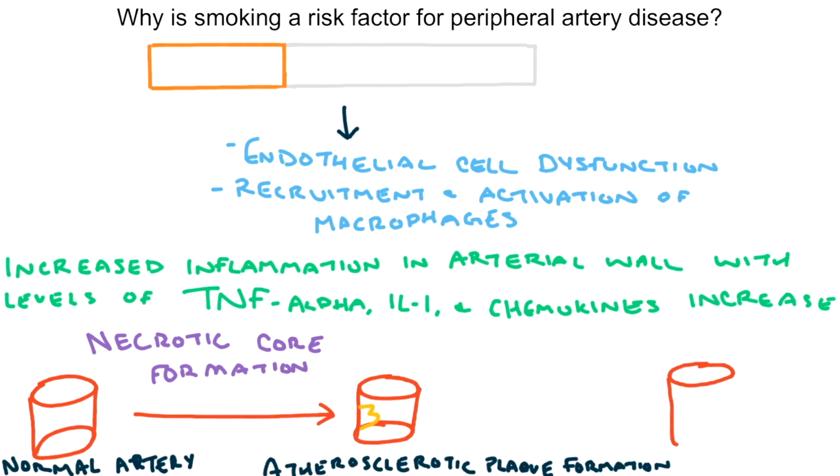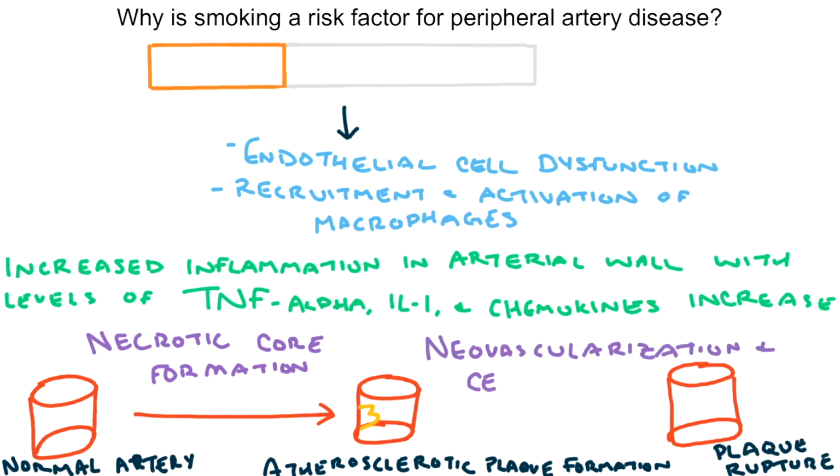The interaction of the vasa vasorum with the nicotine leads to plaque instability, evidenced by the expansion to the intima, neovascularization, cell death, and plaque rupture. This is how nicotine can lead to the formation and rupture of atherosclerotic plaques, which, as we mentioned on the previous slide, plays a very important role in the development of peripheral artery disease.